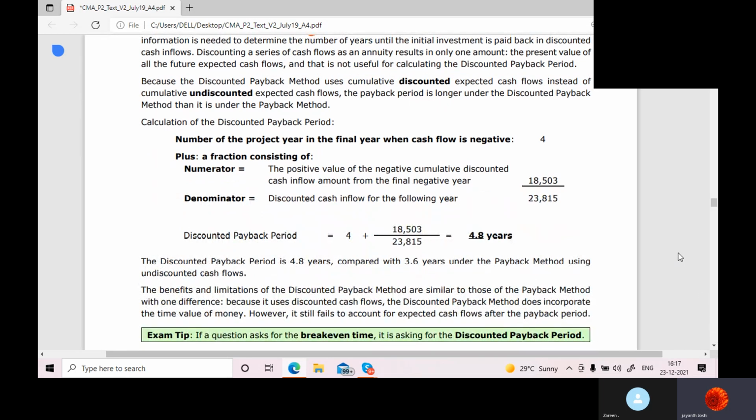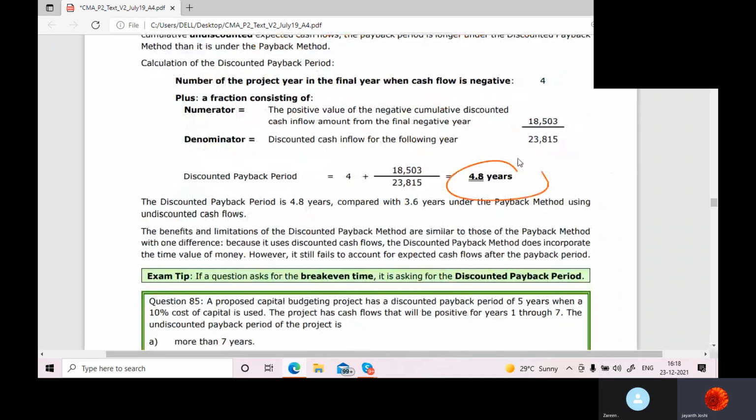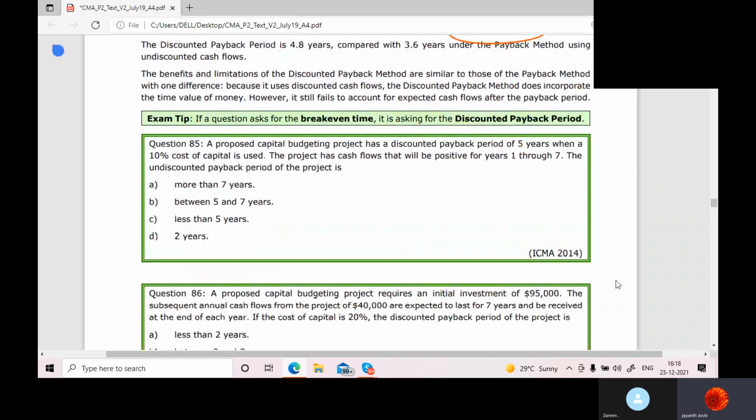So here, did you do the payback? What did you get for this? Hello Zarina, what was the answer for this payback? You did the discounted payback period method now. What is your answer for the payback? How many years did it take for you to recover your 150? 4 years 8 months. Okay, 4.8 years. Fine.